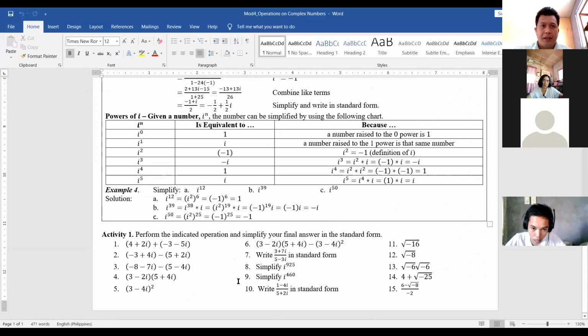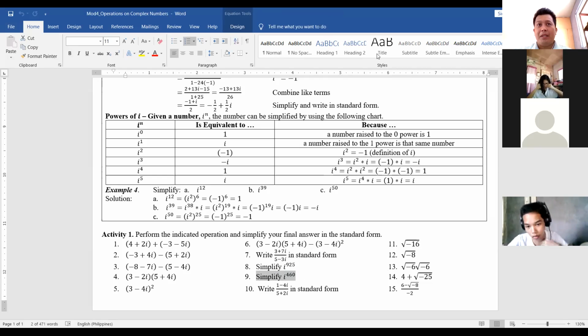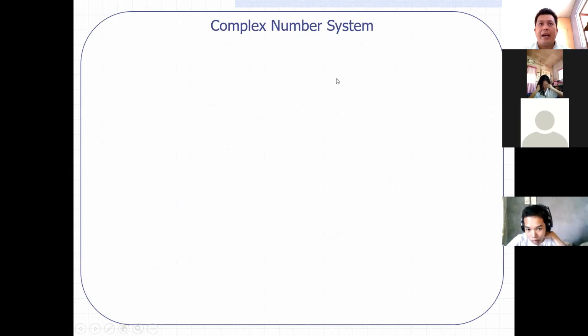So number 8 and 9 only. It's just number 8 and 9. Simplify i to the power of 925 and i to the power of 460. And that is using the powers of i, class. Let's proceed.